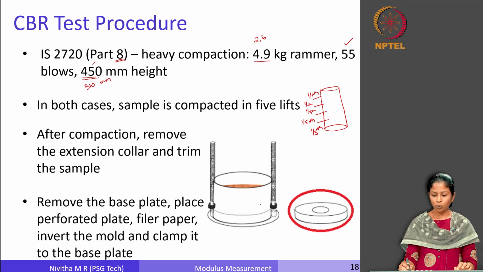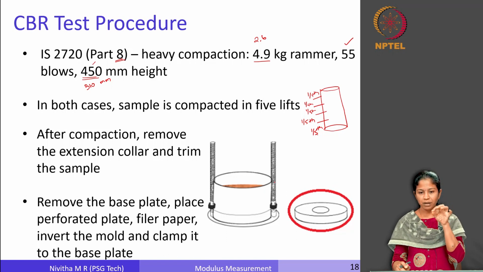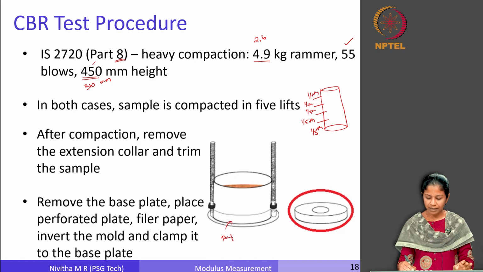Once the compaction is over, we can remove the extension collar, because we had placed it to accommodate the extra material. Once we have compacted, we can remove it and trim off the sample. If it is an undisturbed specimen that we have got from the field, there is a possibility that we will have some larger stones or some kind of irregularities on the surface. So, we have to level off all that before we start the testing. Once the compaction is over, we can remove this sample from here. We remove the base plate also, and then we put back a perforated plate. Once we remove this, you put back a perforated plate, and you put in a filter paper on top of it.